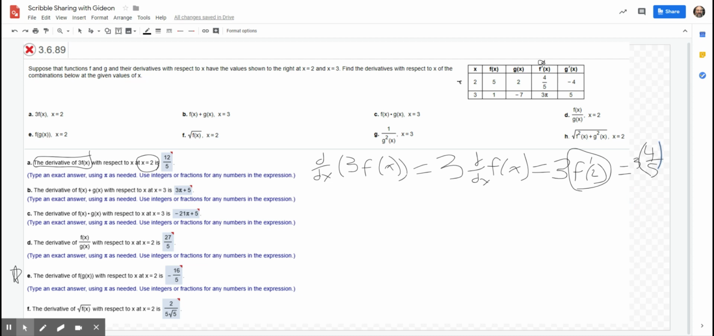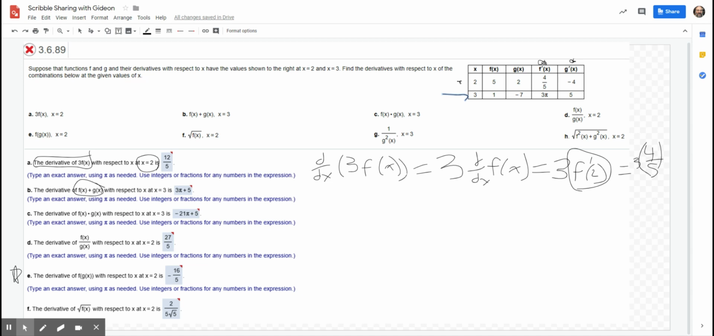Same deal here in B. What's the derivative of a sum? It's the sum of the derivatives. So you'll be taking f prime of 3 plus g prime of 3. How are you going to figure out f prime and g prime of 3? Well, f prime and g prime are on the table, and use 3 for the row. F prime of 3 is 3 pi, g prime of 3 is 5. So that's where the 3 pi and the 5 come from.